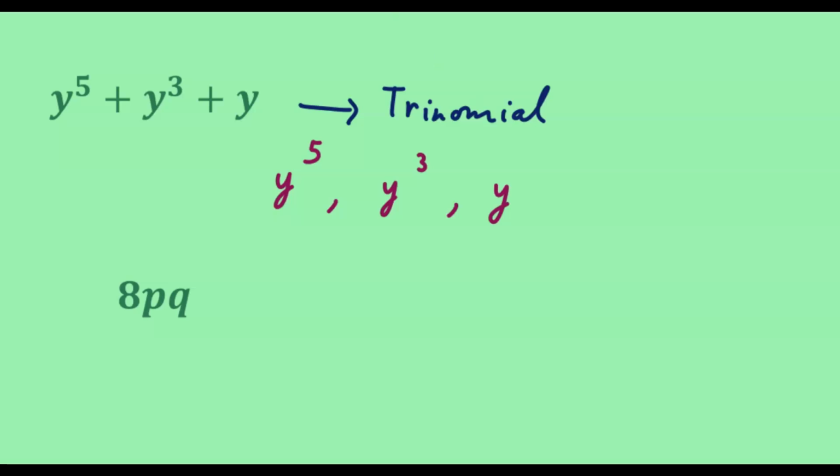Let us look at the next one. The next polynomial is 8p cubed. First of all, let us consider the terms. Now this polynomial has only one term, which is 8p cubed. And since it has only one term, we classify it as a monomial.